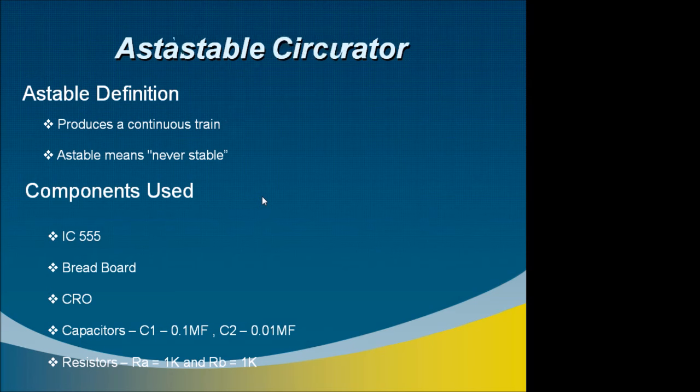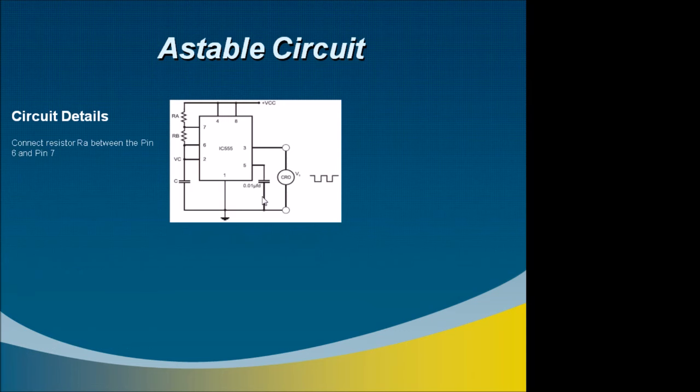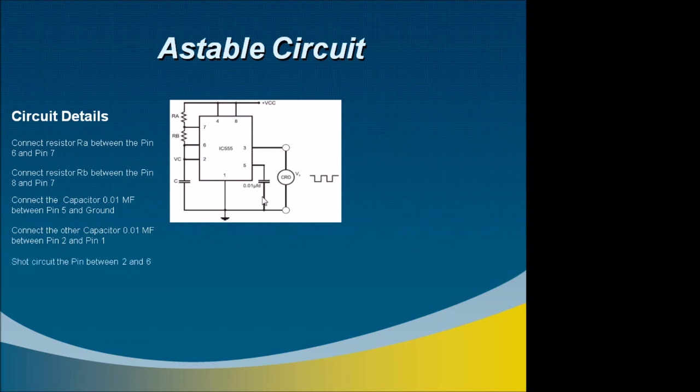Astable circuit. Circuit details. Connect the resistor RA between pin 6 and 7. Connect the resistor RB between pin 8 and 7. Connect the capacitor between pin 5 and ground. Connect the other capacitor between pin 2 and 1. Short circuit pins 2 and 6. The 8th pin is connected to the power supply. The 4th pin is connected to the power supply. The 1st pin is connected to ground. Place the Vout at pin 3. It will be connected to channel 1 of the CRO.